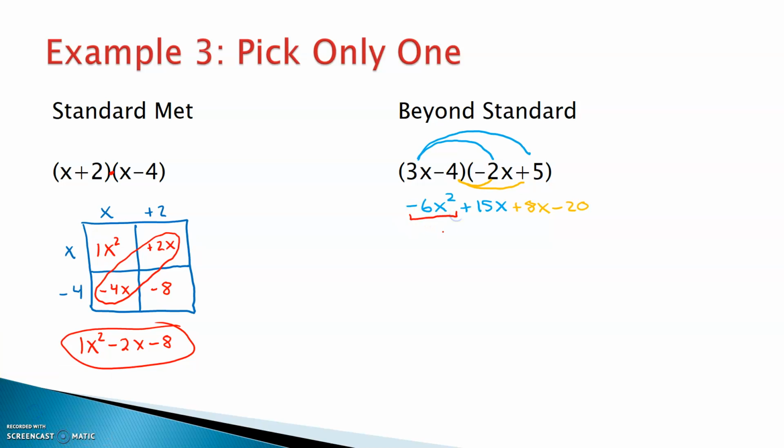Any x squares, nothing. So we drop that down. Negative 6x squared. Any x's, I got a 15x and I got an 8x, which is going to give me 23x. And of course, our constant, there's no other constant, so we leave it as negative 20. All right, guys, there you have it.